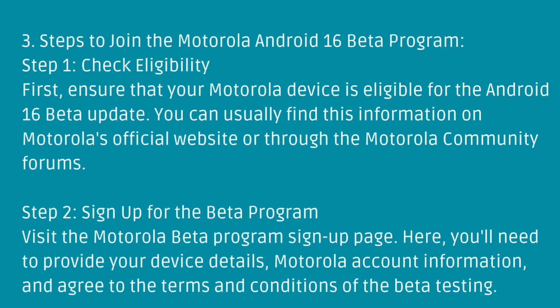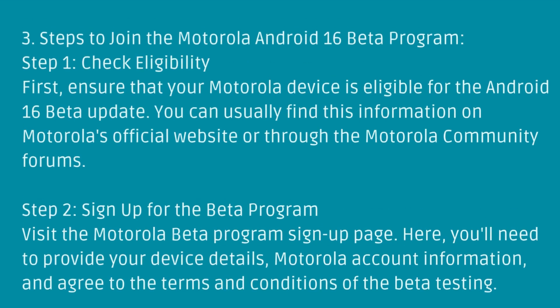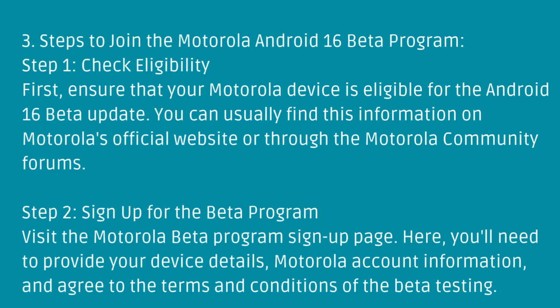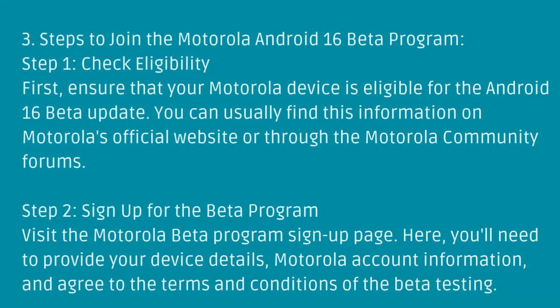3. Steps to join the Motorola Android 16 beta program. Step 1. Check eligibility. First, ensure that your Motorola device is eligible for the Android 16 beta update. You can usually find this information on Motorola's official website or through the Motorola community forums.